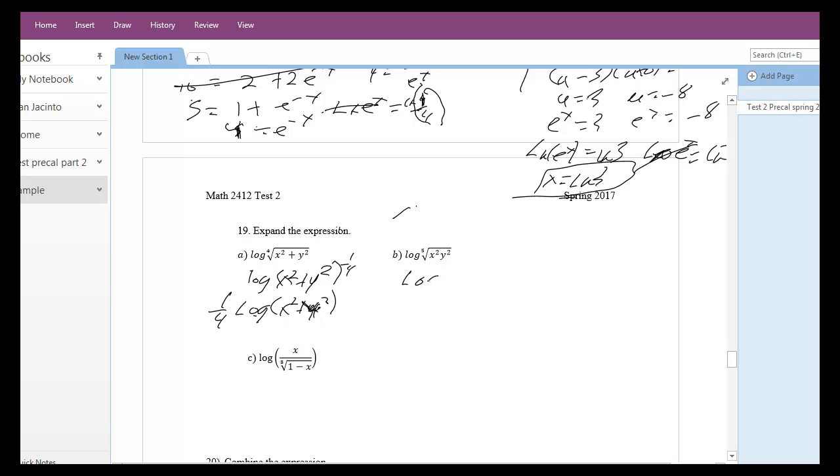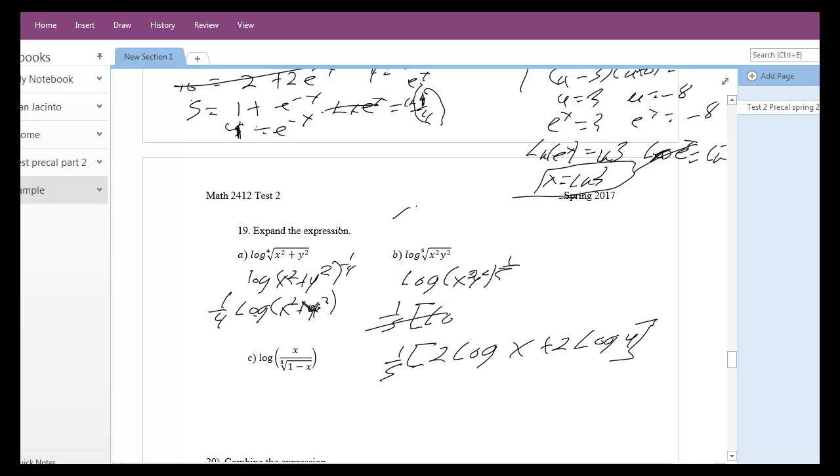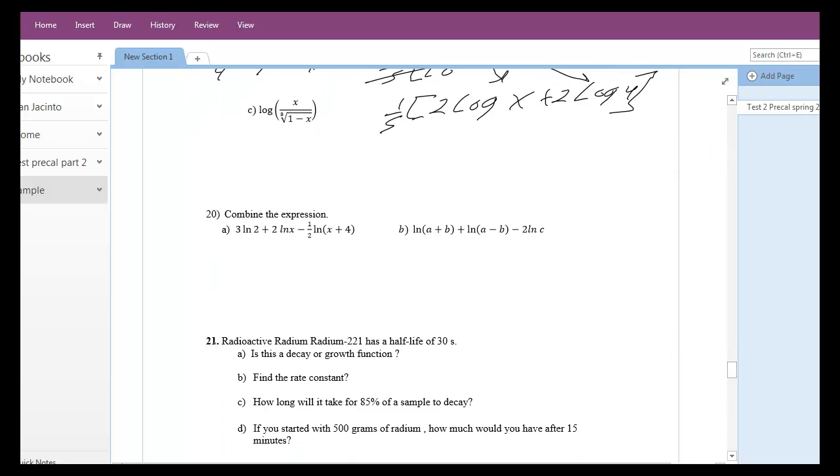Like this guy here, log of x squared y squared to the 1/5. The 1/5 goes in front, then that becomes 1/5 times 2 log x plus 2 log y. Because what happened here? That is x squared, y squared, right? The log is what? You add them, and then you throw their exponents in the front. You're combining logs. Now, this says you have 2 ln x.